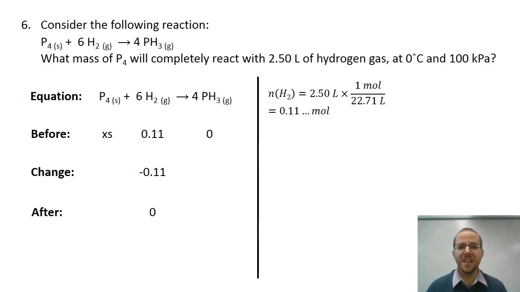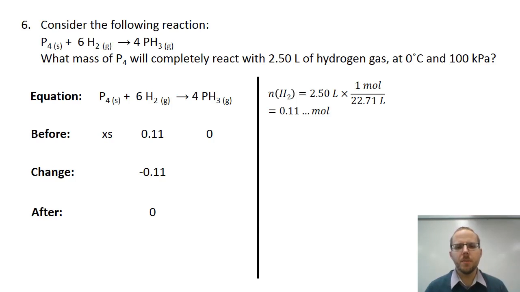Now we're assuming that there is an excess of P4. We will be working out the mass that will be changing there, or the moles that would be changing, but for this case we can put in excess and, as always, 0 for our product. And we are assuming that all of that hydrogen gas will completely react because the question proposes that, so we end up with 0 moles.